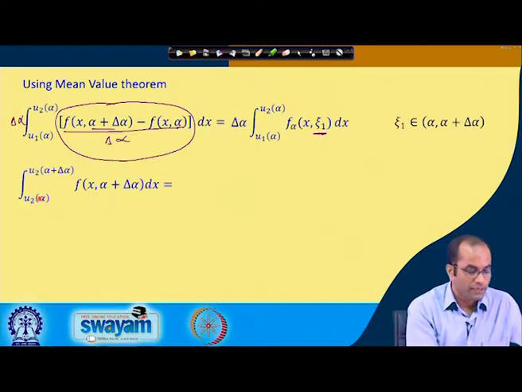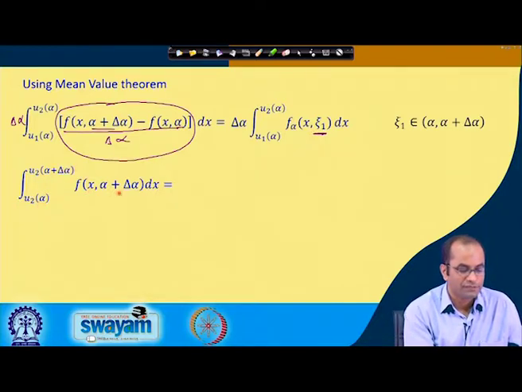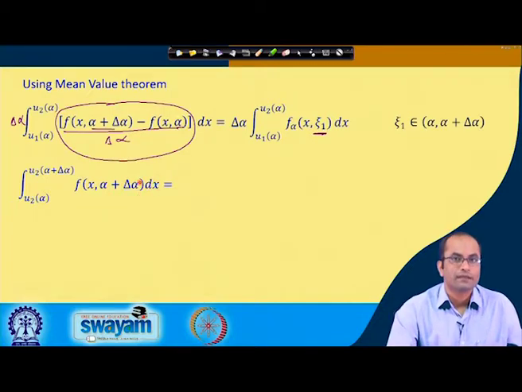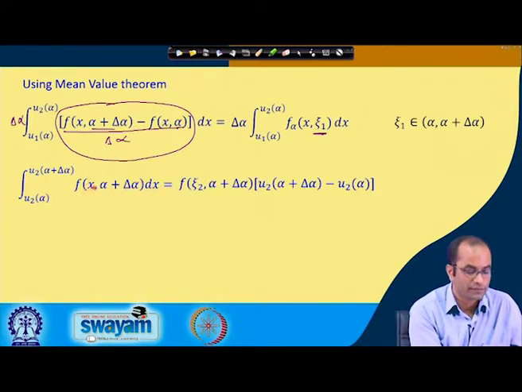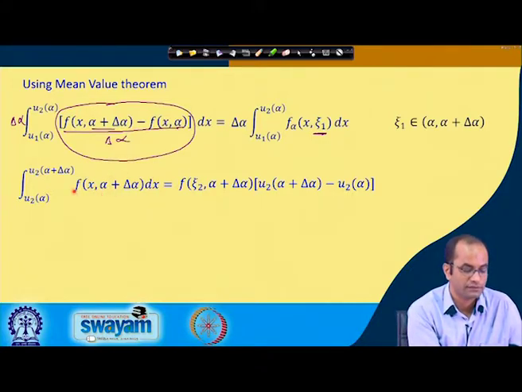So, with this, now we have the second integral, which was u 2 alpha to u 2 alpha plus delta alpha, f of x, alpha plus delta alpha, dx. Now we will use again the mean value theorem from integral calculus, because the integral is over x. So, this is like a constant in this reference.